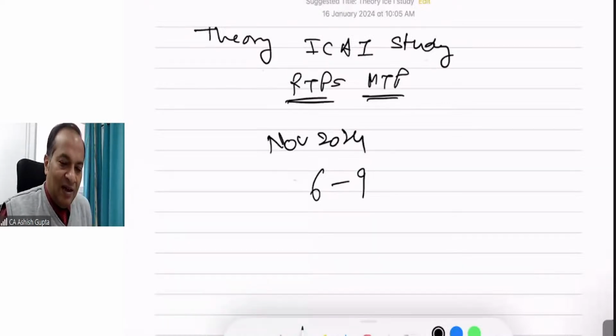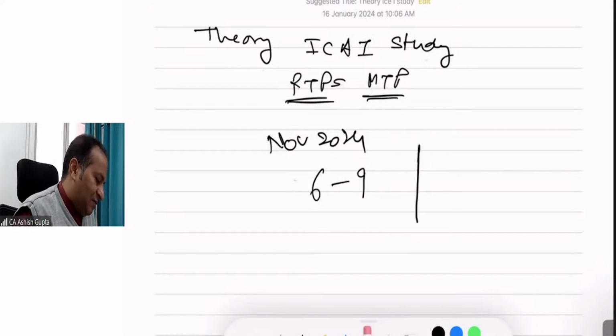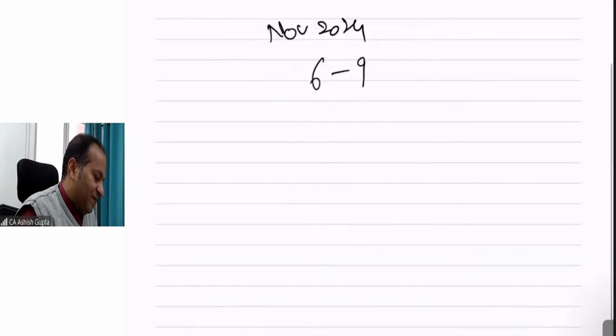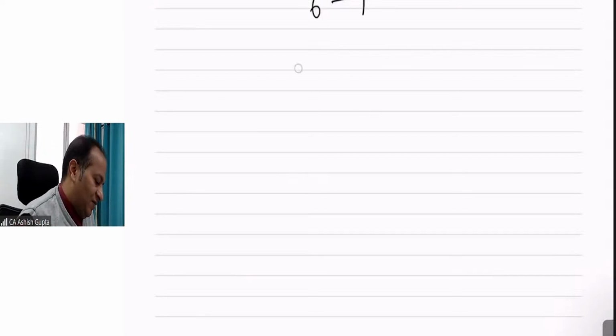And last, there was one point regarding the random number table. Yes, students, this point is very interesting. I don't know, you may be aware that when I passed in November 95, when I took my exam in November 95, okay.